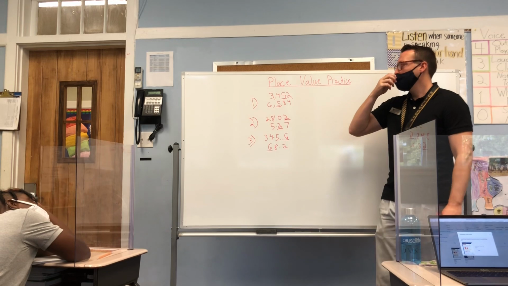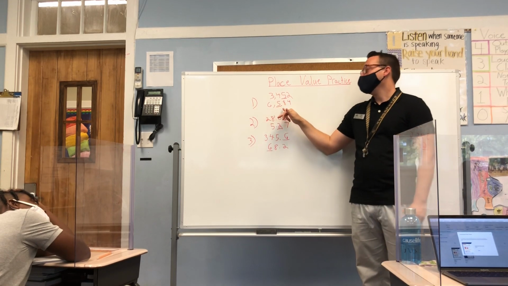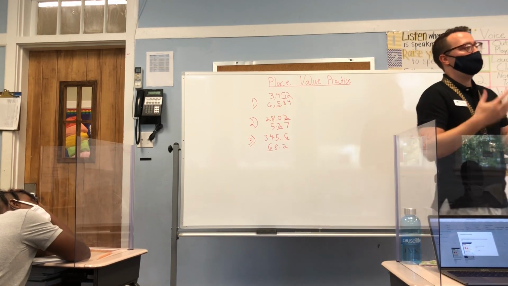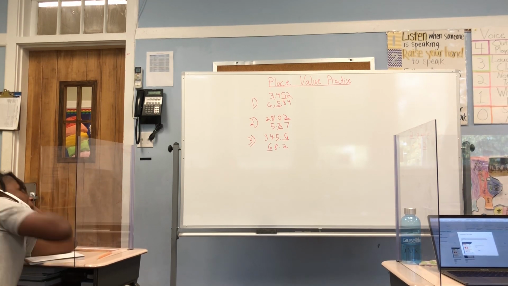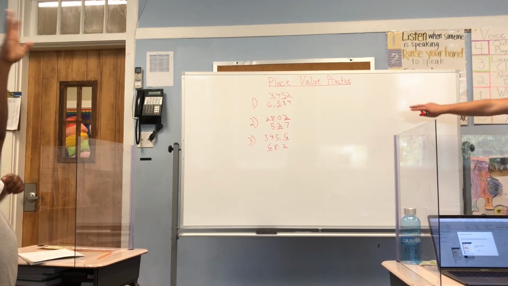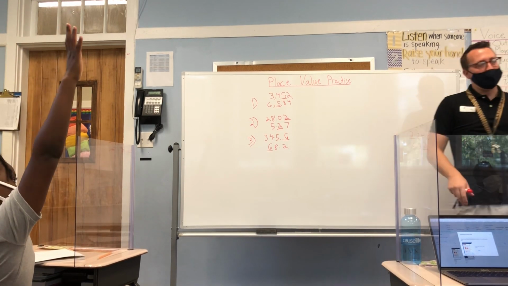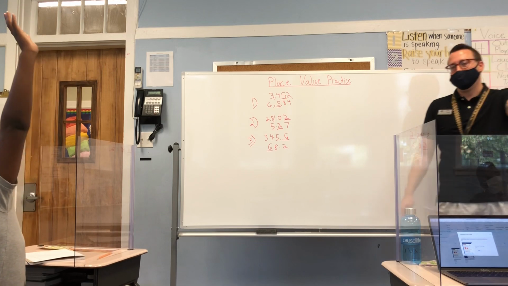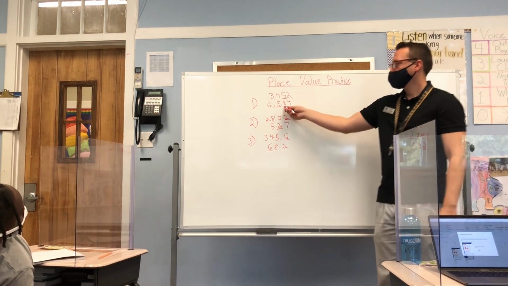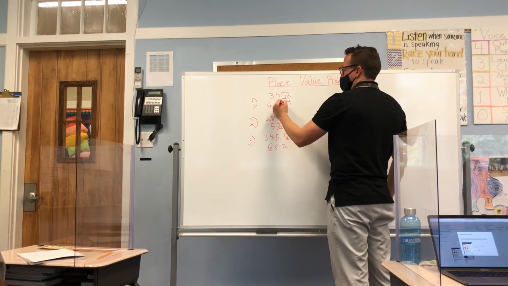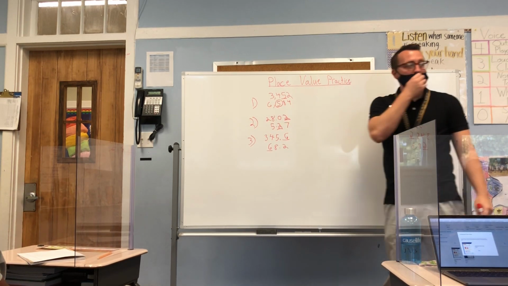3,452, 6,584. So we're looking at the 5s in these numbers, right? Raising hands, who can tell me which 5 has a greater value? Looking at number 1, which 5 has a greater value? Nick. 5 and 6,000. You are correct. This one right here has the greater value.